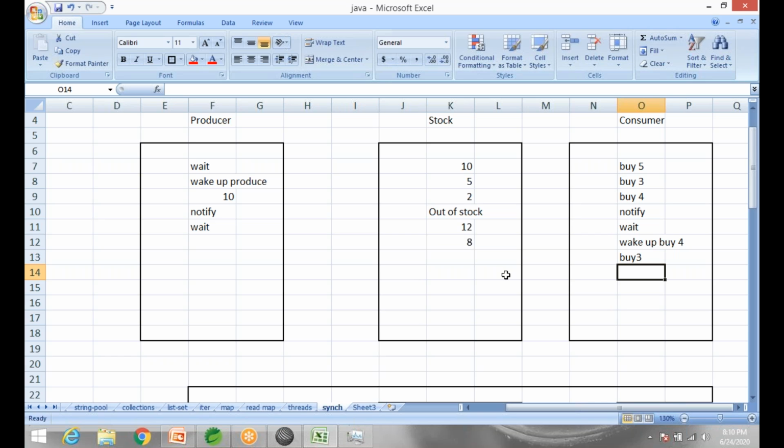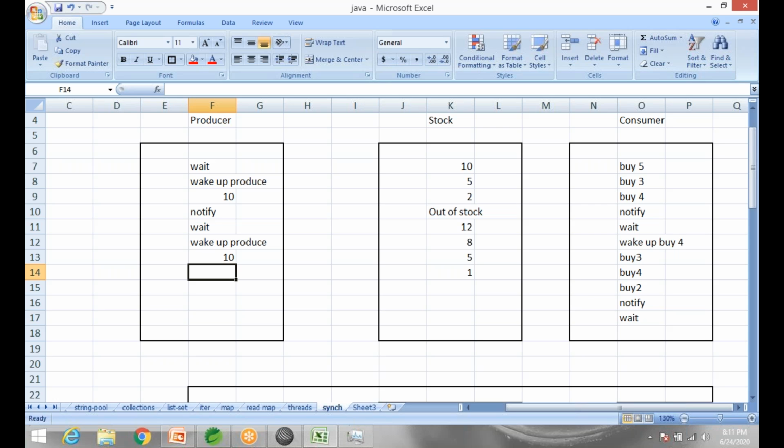Now, buy 3 iPhones. Do you have to notify, wait, or anything? No. Buy 4 items. No. Feel good. Buy 2. Notify. You notify. And what does consumer do after they notify? Wait. Go in wait mode. So when you notify, what does producer do? Wakes up and produces. Add default 10. You produce 10 items.